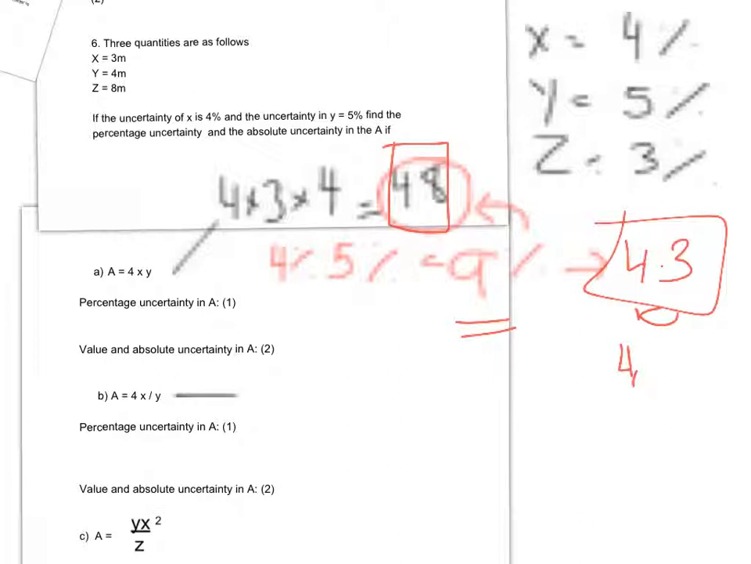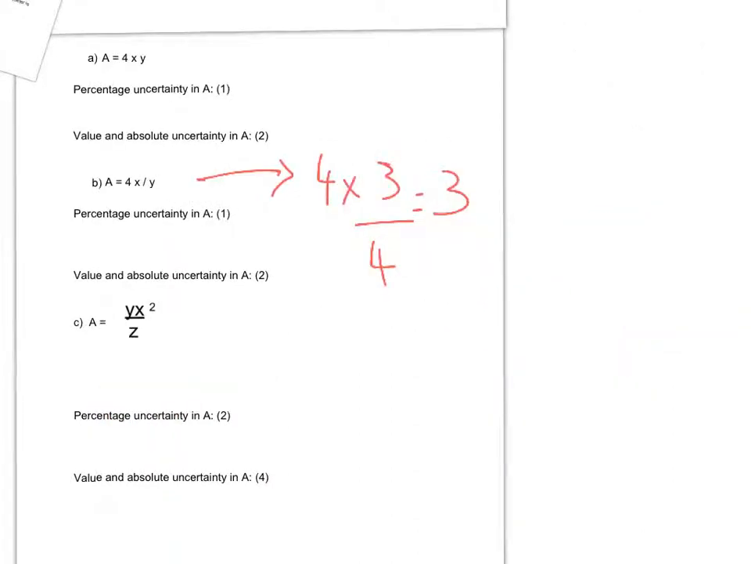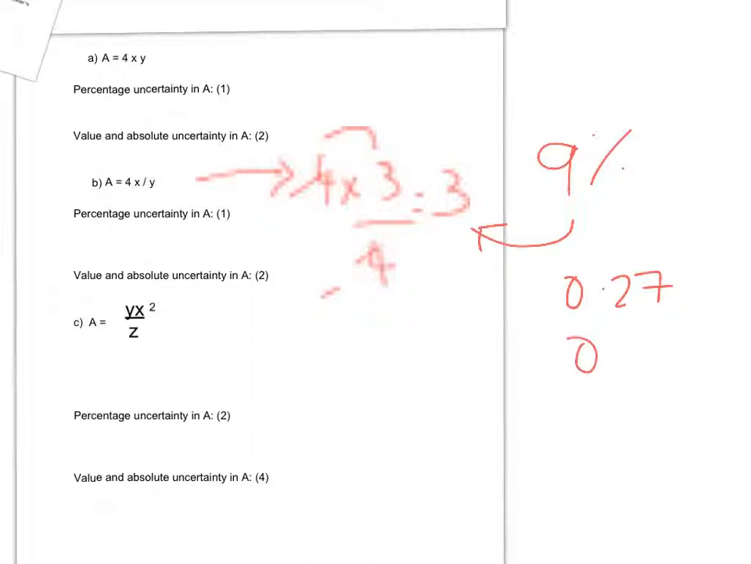So let's do exactly the same thing with 4 times x divided by y. Working out our actual value, it's 4 times 3 divided by 4, which gives us 3, basically. You're cancelling those 4s out. And you are finding the total percentage uncertainty, so the percentage uncertainty in x plus the percentage uncertainty in y gives a total of 9%, exactly the same as before. Now what's 9% of 3? It gives a value of 0.27, which will round up to 0.3.